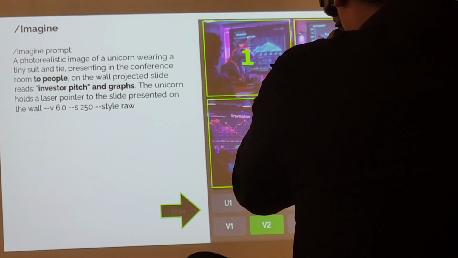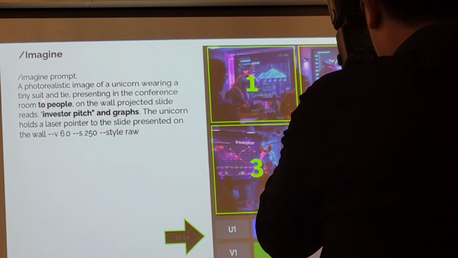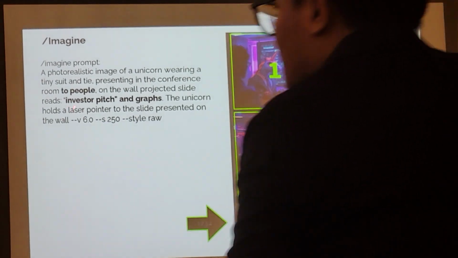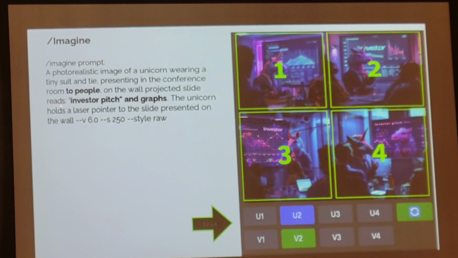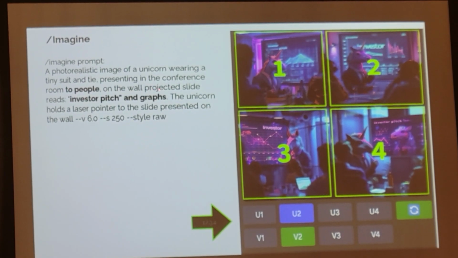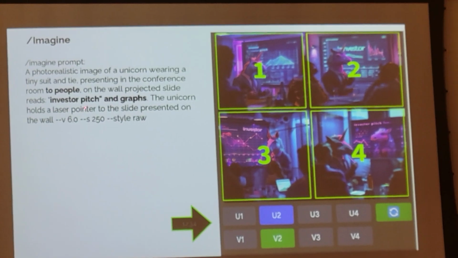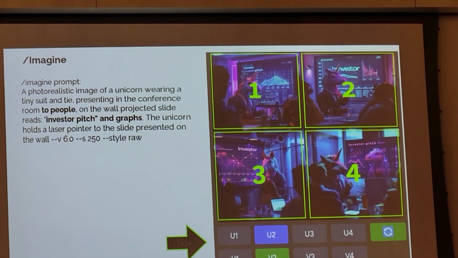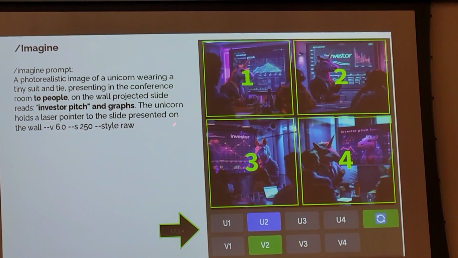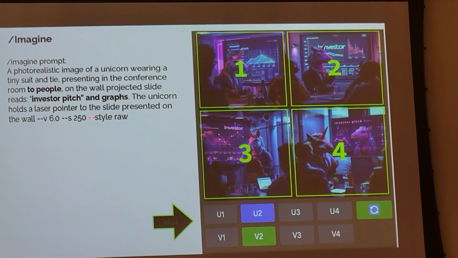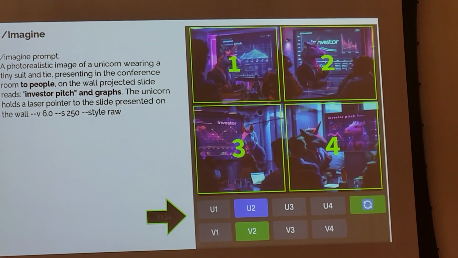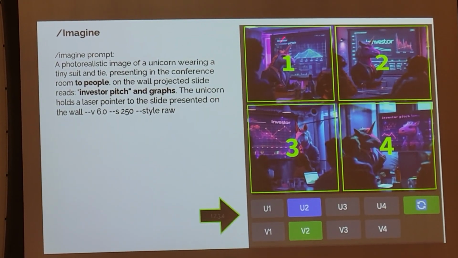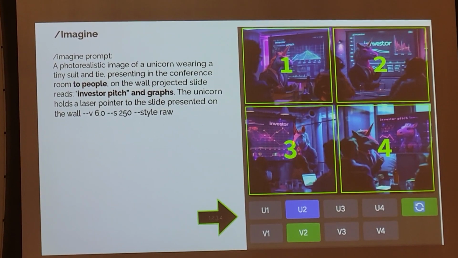Okay. So this is the prompt. A photorealistic image of a unicorn wearing a tiny suit and tie, presenting in a conference room to people. On the wall, projected slide reads investor pitch and graphs. The unicorn holds a laser pointer to the slide presented on the wall. Please ignore this for a minute. So that's the basic prompt that we used, and then we got 4 pictures.